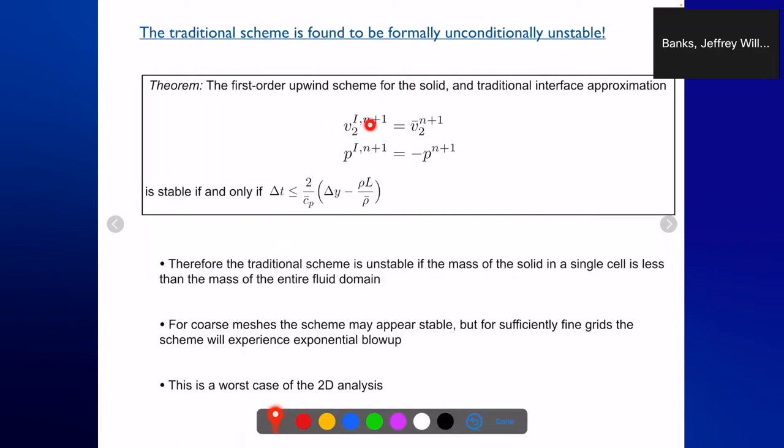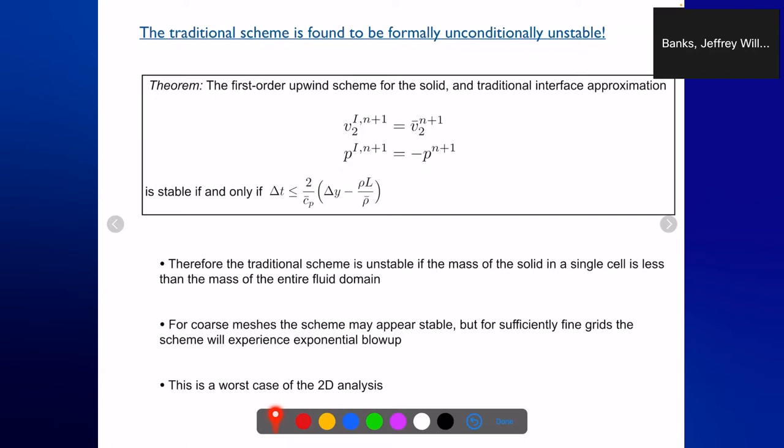Now this constraint is an interesting one. It's saying that it's only stable if the mass of the solid in a single cell adjacent to the boundary is less than the entire fluid domain. Now that in some sense is not surprising because the entire fluid is able to move as a rigid body effectively because it's an incompressible flow. So there is a mode of motion for this fluid, which is the whole thing moving as effectively a brick. So you're trying to balance the mass of that whole brick against the mass of this solid, only how far the wave could propagate in a time step. So that's really what's going on here.